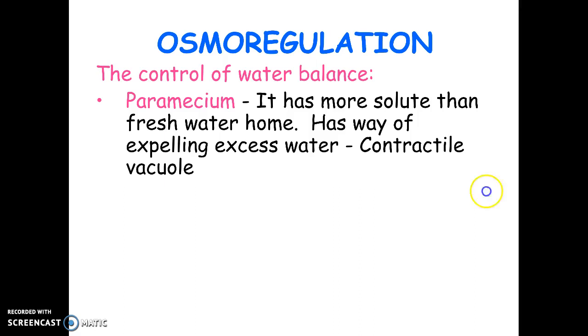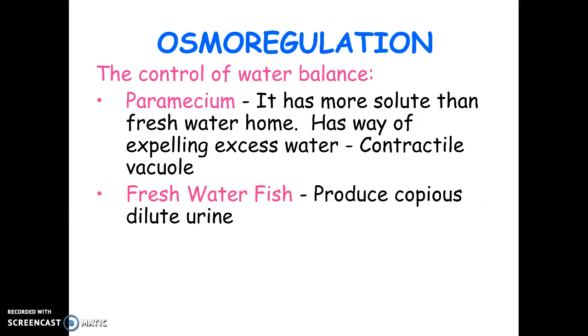Freshwater fish have the same problem. They are living in fresh water, which is hypotonic to their cells, and they're constantly running that water across their gills. They're drinking that water. So basically what they do is they just make huge amounts of urine. They pee all the time. And that way, they can get rid of any excess water that they have in their system.